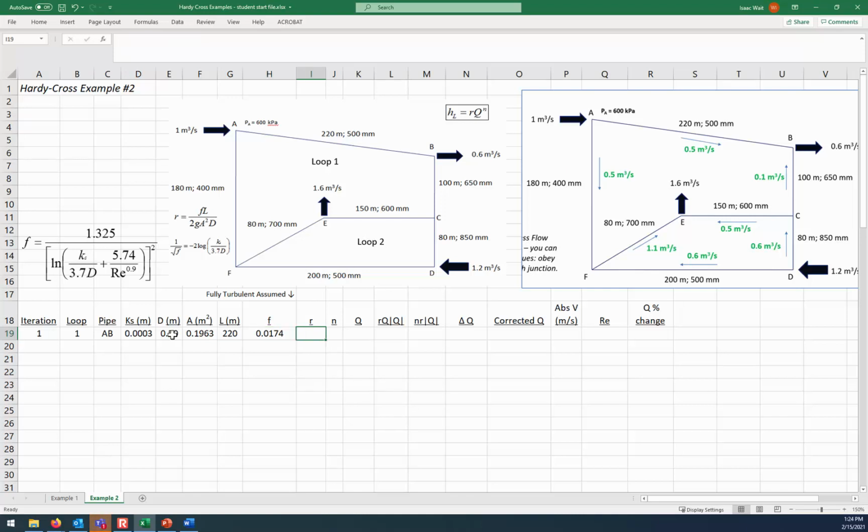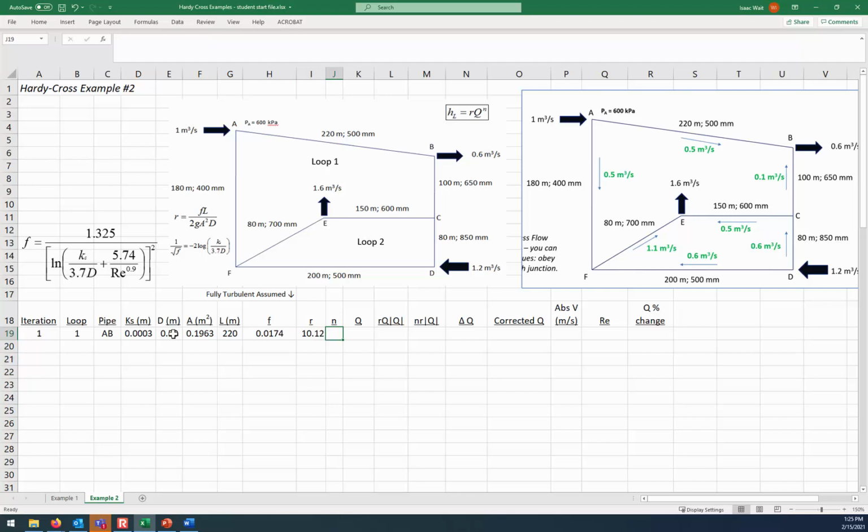Now R is defined. Here's our formula for R. It's the F value times the length of the pipe divided by 2 G A squared times D. So it is F times L divided by 2 times G. Now we're in SI units, so G is 9.81, times A squared. So here's A, we'll square it, and multiplied by D. Okay, so that's the R value for this pipe.